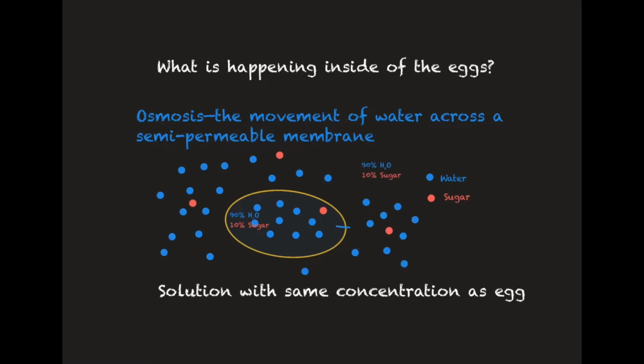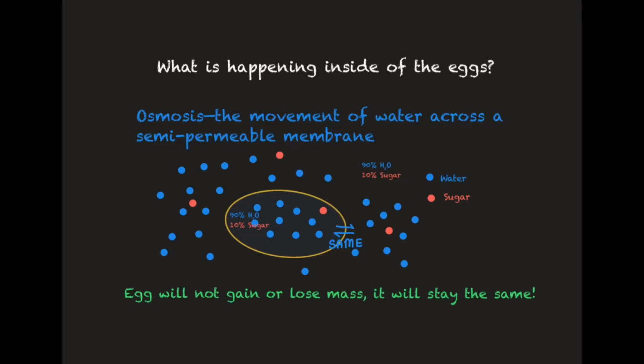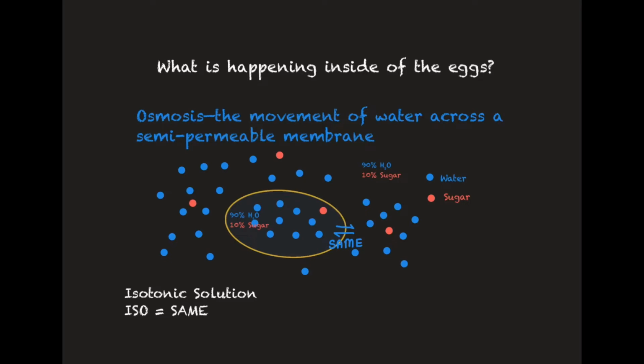When we put the egg in the same solution, the rate of water leaving the egg is equal to the rate of water coming into the egg. Since both of those rates are the same, the egg will not gain or lose mass, nor will it shrink or increase in size. We would call this solution an isotonic solution, and if we were to focus on that prefix iso, it means the same. So basically, solutions with the same concentration don't have a change in mass.